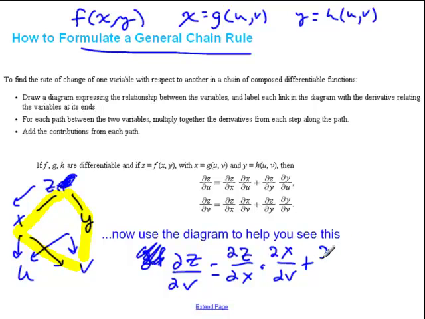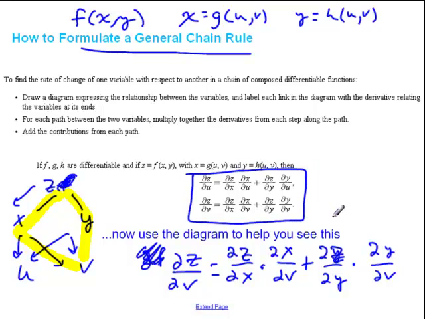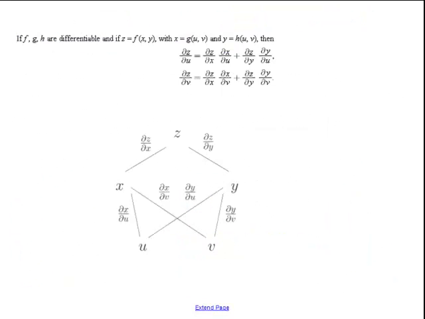Plus, z can also change as y changes. So dz/dy times how y changes with v. So we get this kind of multi-part equation here for the partial derivatives because of the chain rule. And here's the diagram that we just drew. So let's look at how that works.